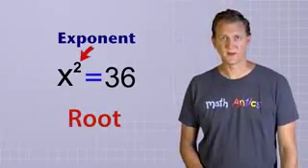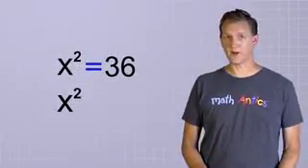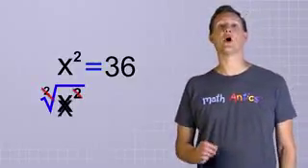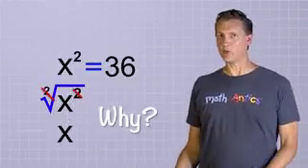Yep, we use a root. Since the x is being squared, if we take the square root of x squared, the operations will cancel out, leaving x all by itself. But why does that work?